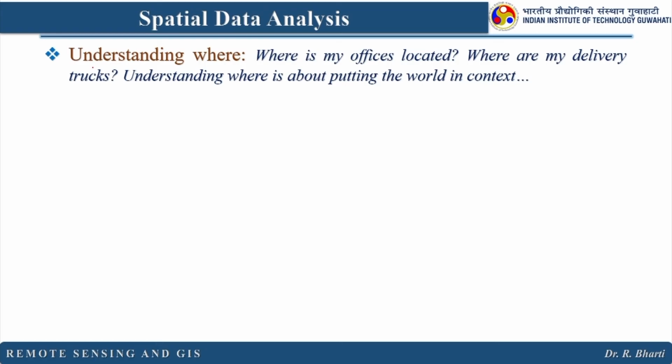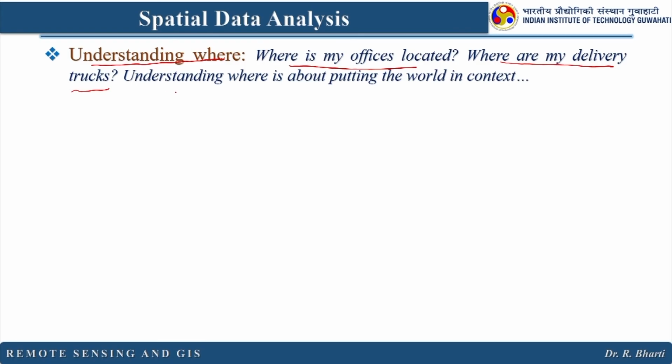The first one is understanding where my office is located. Nowadays it is very easy with Google Earth or Google Maps. You can simply write the name or maybe the latitude, longitude. It will tell you exactly where it is with respect to the whole world. Where are my delivery trucks? You can place a GPS locator in your truck and monitor all the time how they are moving, where they are stopping and how much time they are taking to reach a particular position. Understanding where is about putting the world in context.